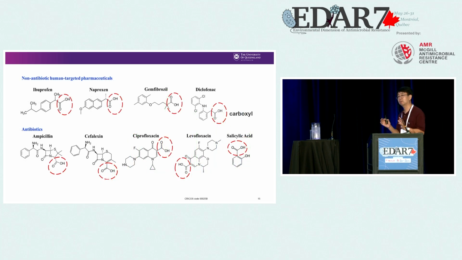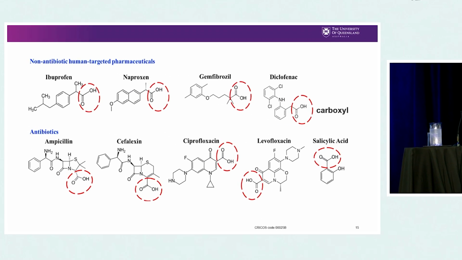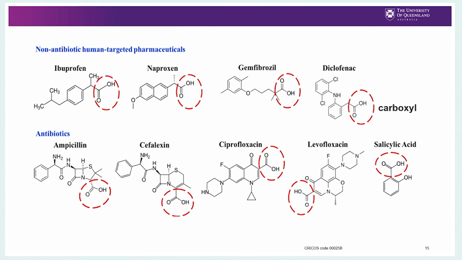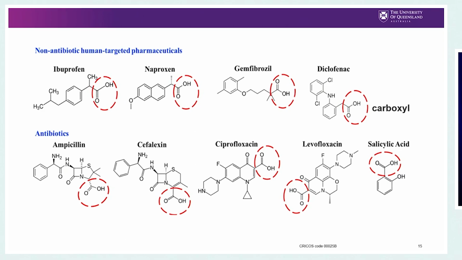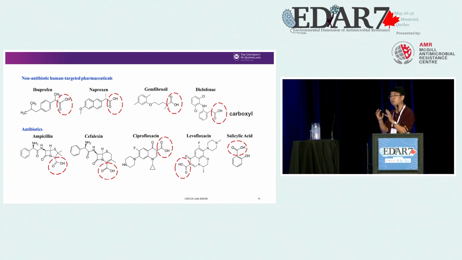So we compared the 2 categories of drugs. The top line is non-antibiotic pharmaceuticals. The bottom line is commonly used antibiotics. You can see they actually share very similar functional groups. So that's why our hypothesis here is maybe some human-target drugs also can have antibiotic-like roles, because they can trigger oxidative stress.